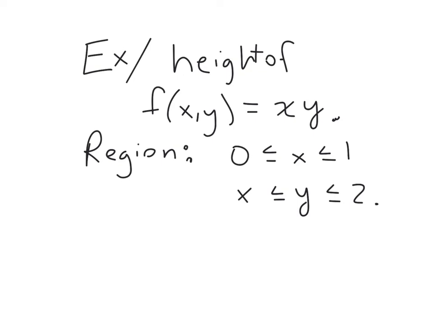We'll do an example of an integral of a function of two variables. We have the height of some object is given by this function of points x and y in the xy plane. And the function is just, the height is given by x times y. And the region where the object exists is the region where 0 is less than or equal to x is less than or equal to 1, and x is less than or equal to y is less than or equal to 2.